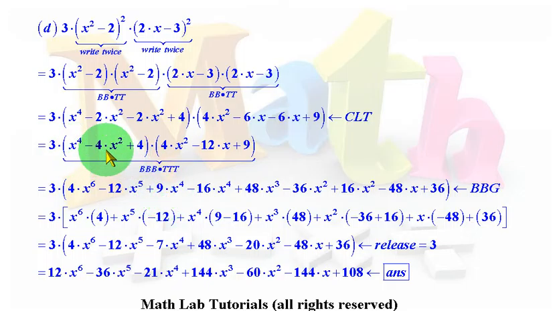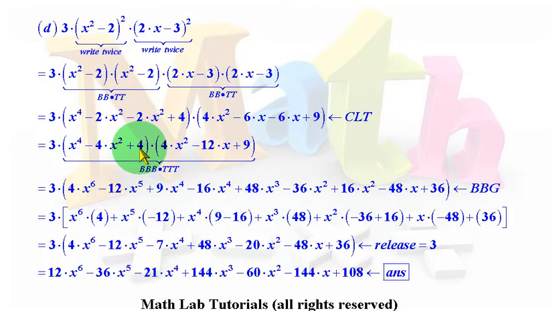We turn our attention to the second bullet. Minus 4x squared dot 4x squared is minus 16x to the power 4. Minus 4x squared dot minus 12x is 48x to the power 3. Minus 4x squared dot 9 is minus 36x to the power 2. And we're done with the second bullet.